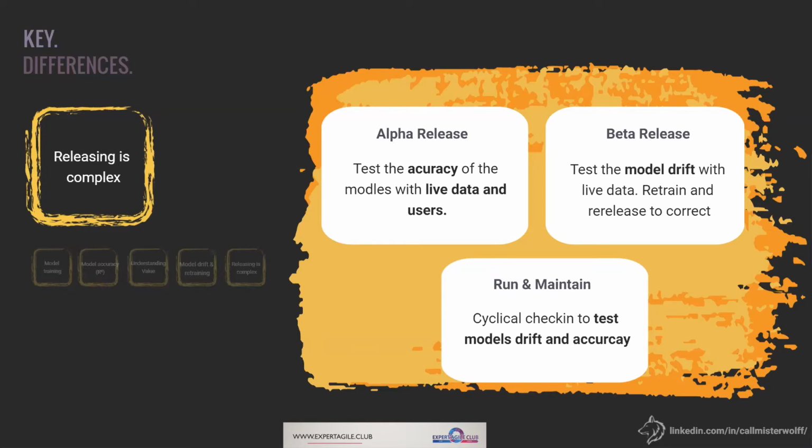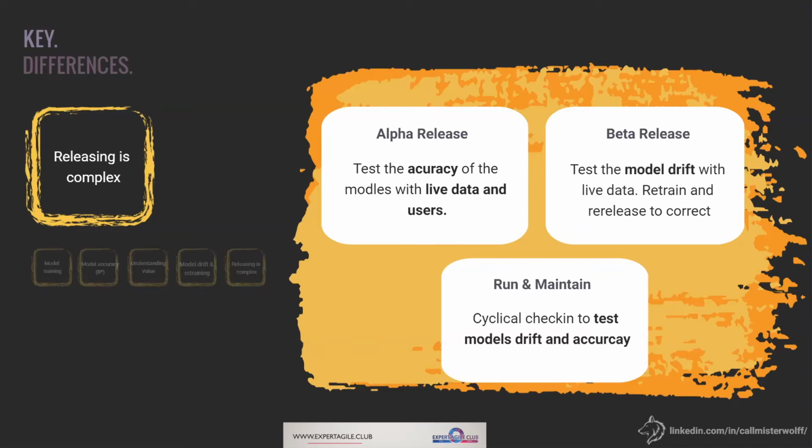This is where we are putting it back into a live environment and we're starting to check what the degree of drift is, because we expect it to be far, far less. We can then retrain and re-release. Once it's out there, we then need to hit a period of run and maintain. That is cyclical check-ins to test the model for drift and accuracy.